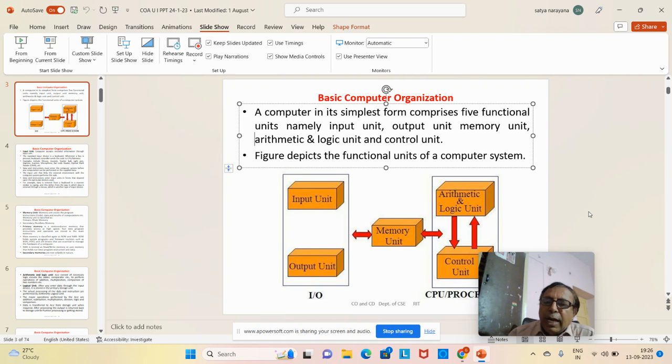And regarding arithmetic logic unit, all arithmetic operations, addition, subtraction, multiplication, division, all arithmetic operations are done in arithmetic and logic unit. And logical operations like AND, OR, NOT, XOR, these are the logical operations that are done in the ALU. Arithmetic operations and logical operations both are done in the ALU.